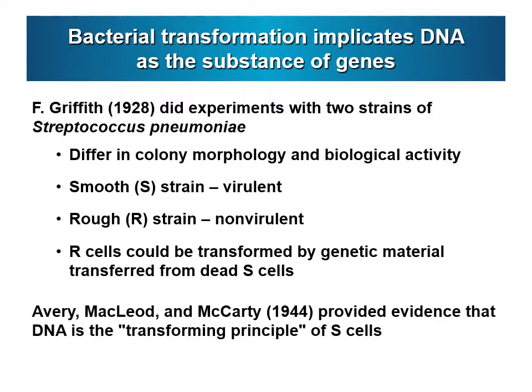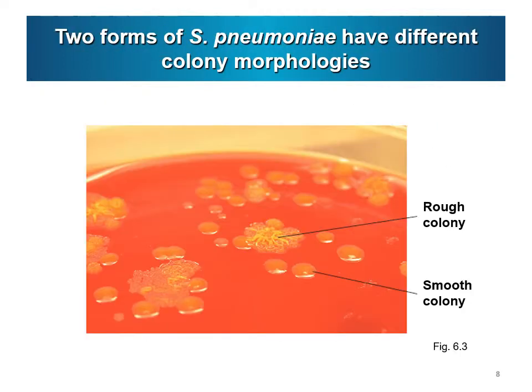After some experiments, Avery, MacLeod, and McCarty in 1944 provided evidence that DNA is the transforming principle of S smooth cells. So from that point on, people started believing that DNA is the carrier of the genes. Here is a real picture of a rough colony and a smooth colony and the morphology, how they are different from each other.